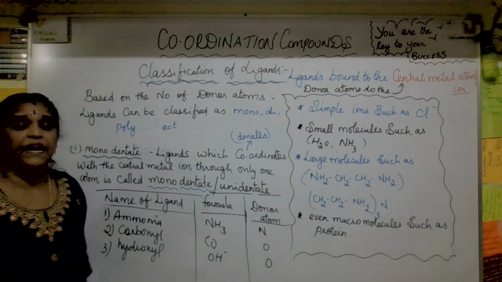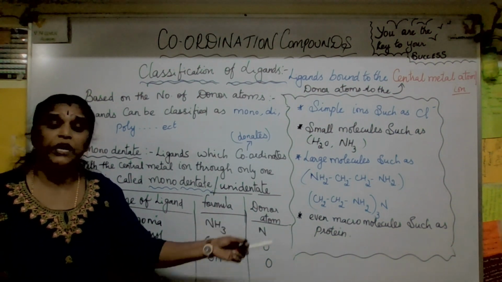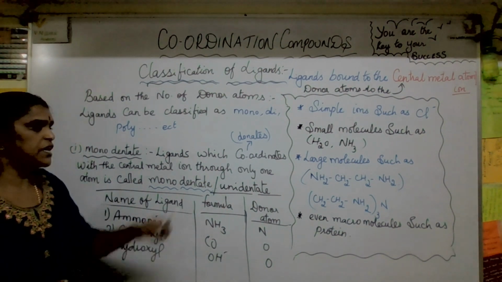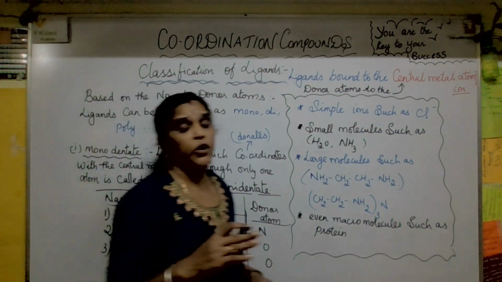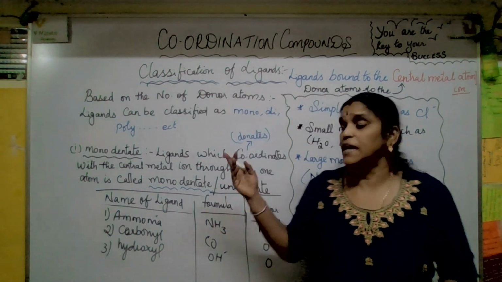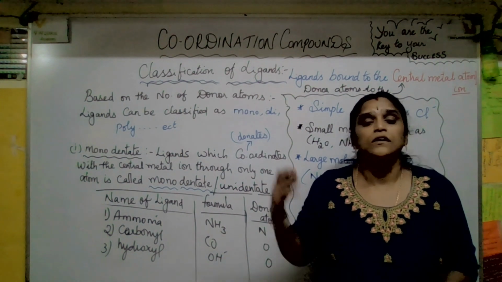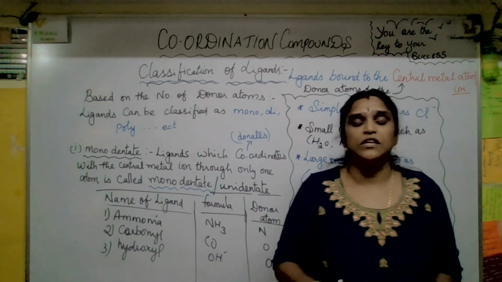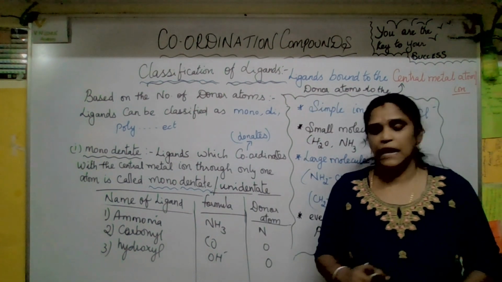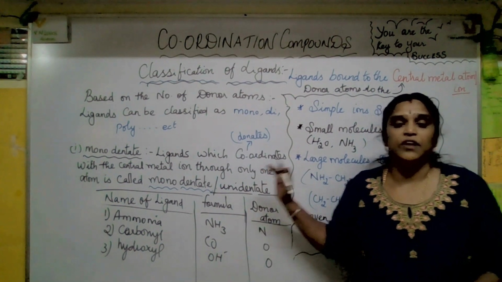In that way, we can identify which is the donor atom. Only one atom is eligible to donate to the central metal ion, so that is what unidentate or monodentate means. Suppose two atoms are donating, it means bidentate or didentate. Then tri, tetra, poly, like that we can tell how many atoms are donating a pair of electrons to the central atom, and according to that we can name them. Now this is monodentate. Next we are going to see the di, tri, tetra, poly.